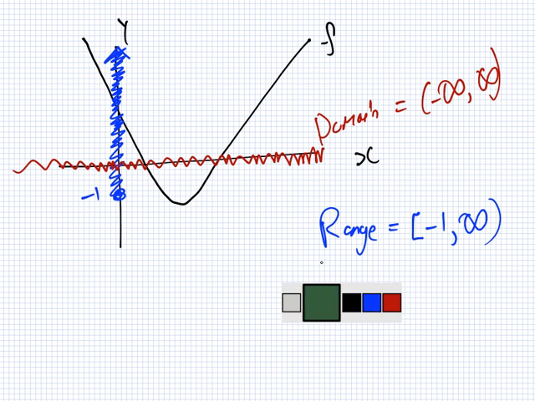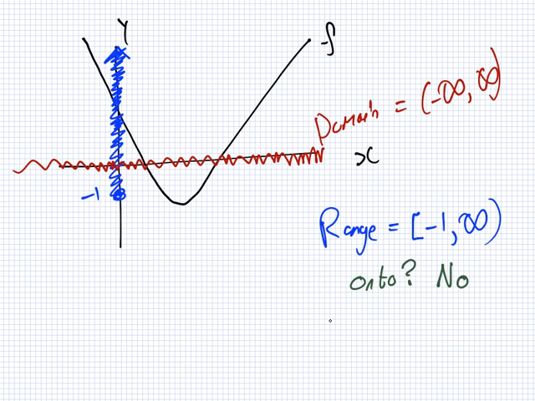Is this function onto? It is not. Because I said onto is when the range equals the real numbers, and this does not equal all the real numbers because we are missing quite a lot. But the domain is all the real numbers, but the range is not. And onto means the range includes all real numbers. So is the domain always minus infinity to infinity?